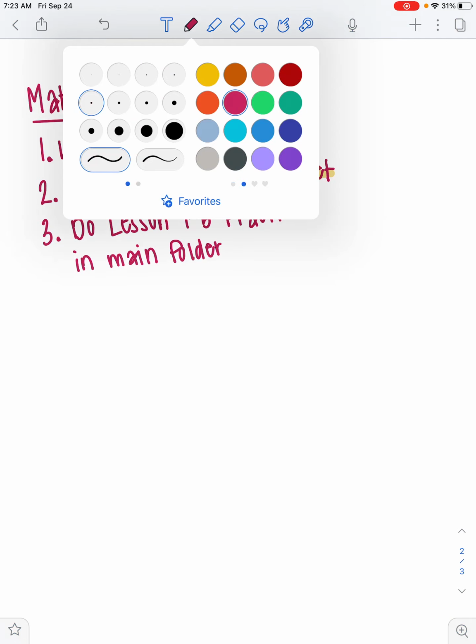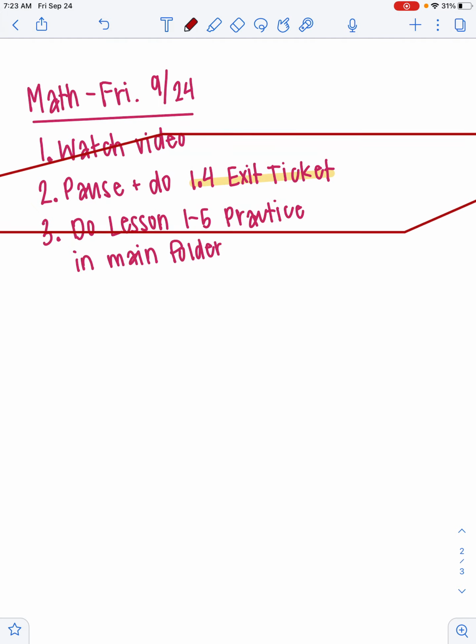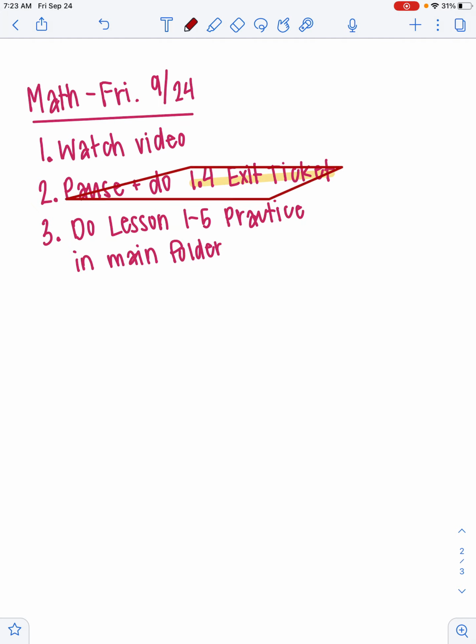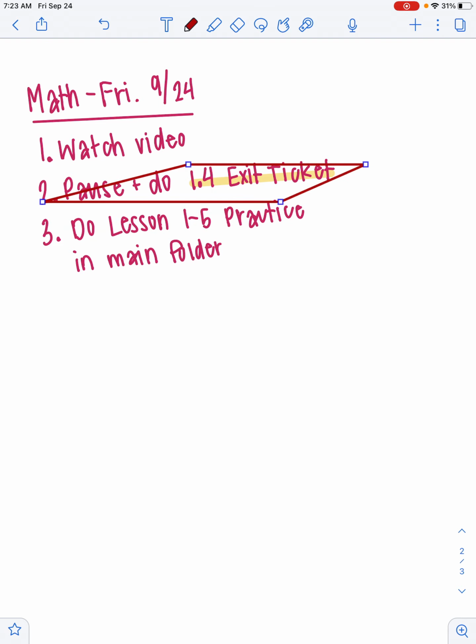Pause the video, so we're here. We are pausing the video and go into the main folder to do the 1.4 exit ticket. So pause the video, go into the folder, and do the 1.4 exit ticket. Okay, so if you're watching the video at this point, you should have answered the 1.4 exit ticket. And our next step is to take a look at today's practice, which everyone worked on in class and you'll be working on from home.